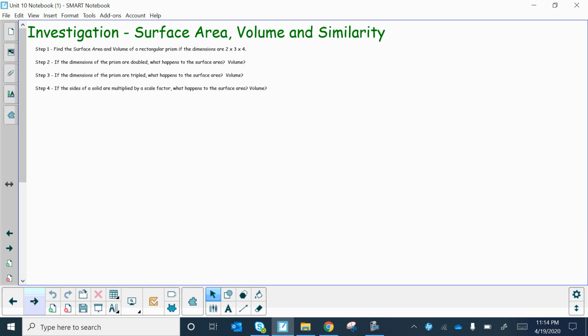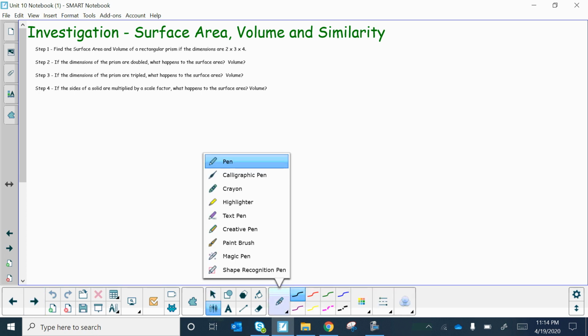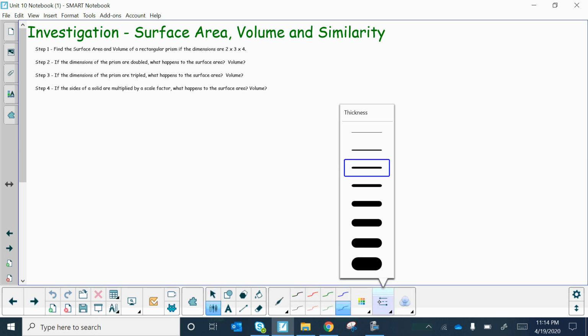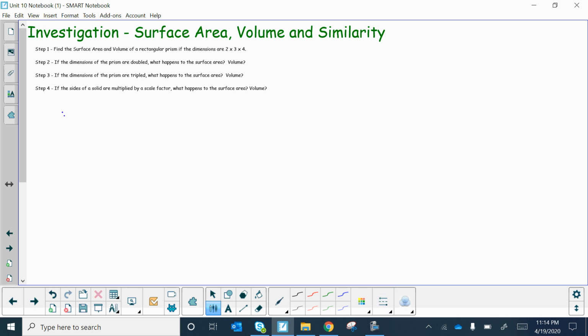It says find the surface area and volume of a rectangular prism that has the dimensions of 2 by 3 by 4. Okay, I like to see a visual of this, so let me get my pen and I'm going to draw in a rectangular prism that is a 2 by 3 by 4. So 2 by 3, we're going to just say feet by 4.